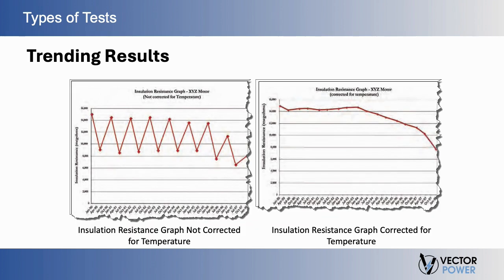If readings are to be trended, a temperature correction must be applied. We can refer to the International Electrical Testing Association, or NETA, Table 100.14.1 for insulation resistance conversion factors to 20 degrees Celsius, or Table 100.14.2 for insulation resistance conversion factors to 40 degrees Celsius.